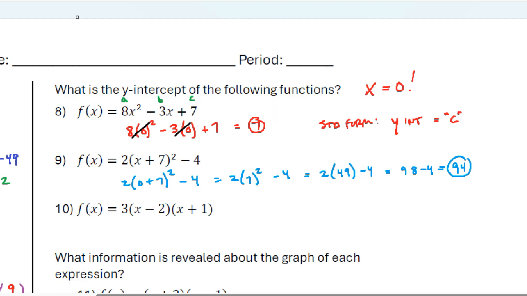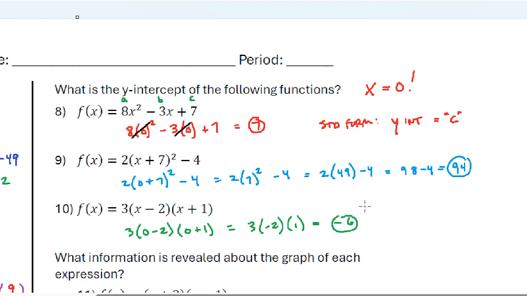And then the last one, this is now factored form, but we're going to do the same thing. We're going to go ahead and just plug 0 into this equation for x, because we know the x value has to be 0 if we're on the y-axis. That's actually 3 times -2 times 1. And 3 times -2 is -6, and times 1 is still -6, so it equals -6. You're going to cross the y-axis where y equals -6.